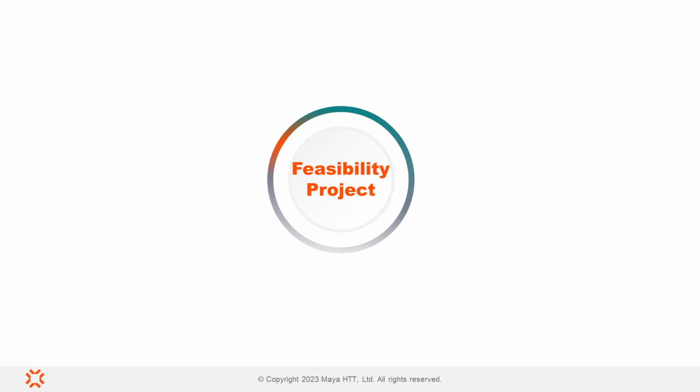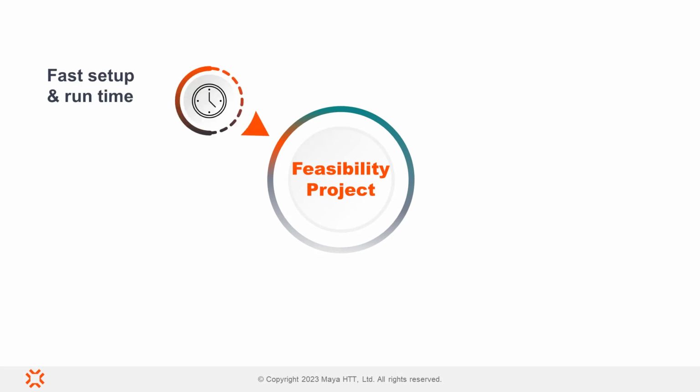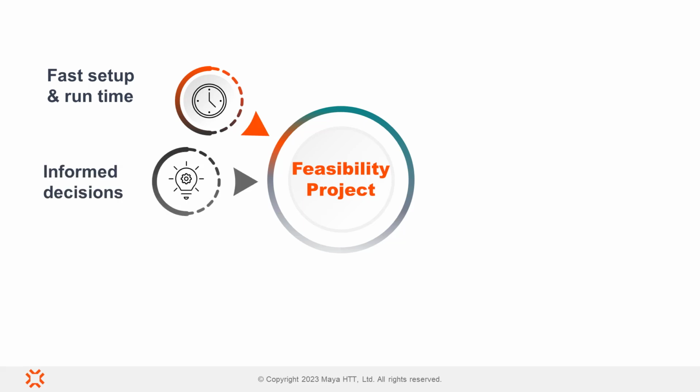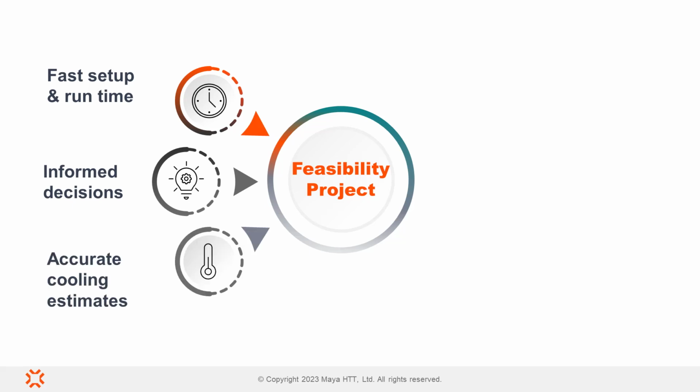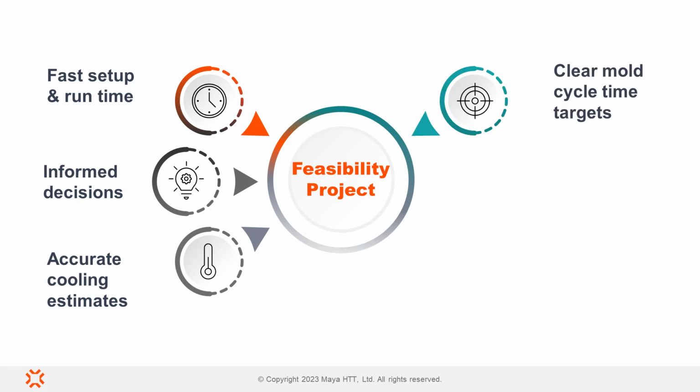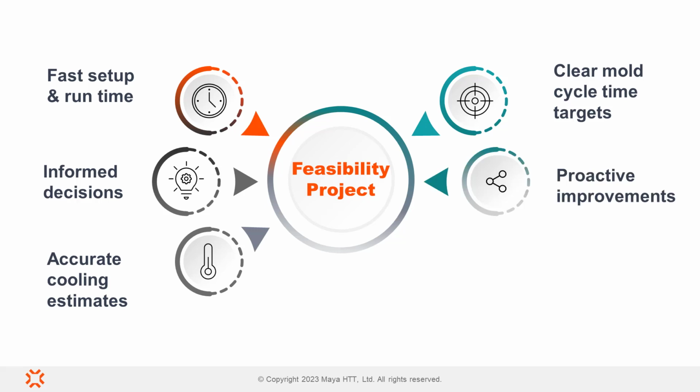The SimForm Feasibility Project's fast setup and runtime lets you analyze parts at varying levels of maturity, helping you make informed decisions early on, reduce risk, and streamline your workflow. This approach lets you accurately estimate short and realistic cooling times and set clear mold cycle time targets. You can also identify process improvements to proactively recommend and implement design changes and minimize uncertainties when quoting manufacturing costs.